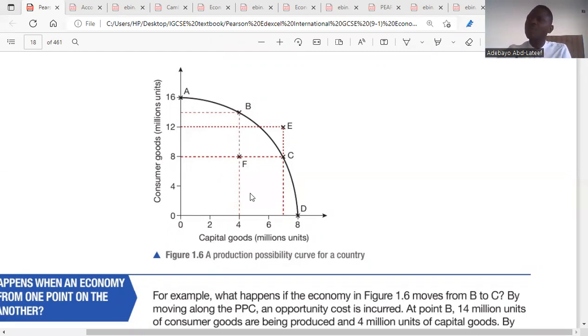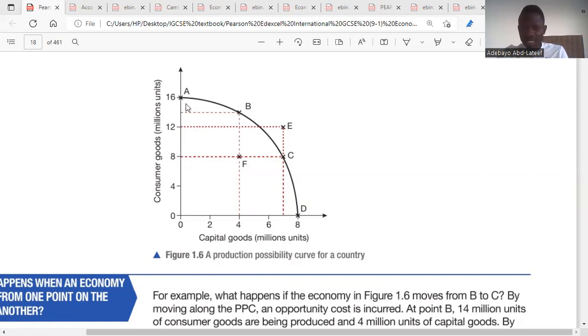What are consumer goods? We said consumer goods are goods that are purchased by households, items that are to be consumed. Then capital goods are investments of businesses. That means goods that will help to produce other goods. These are capital goods. So this is an economy that can produce both consumer goods and capital goods if all resources are fully utilized.